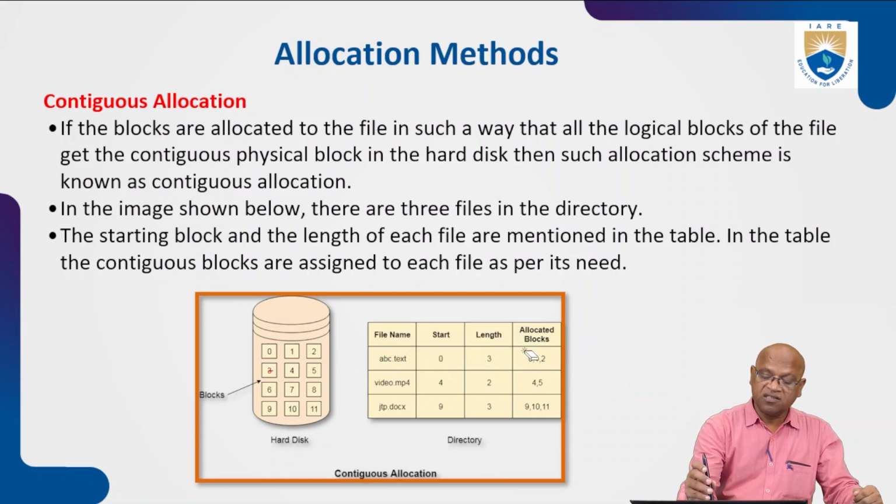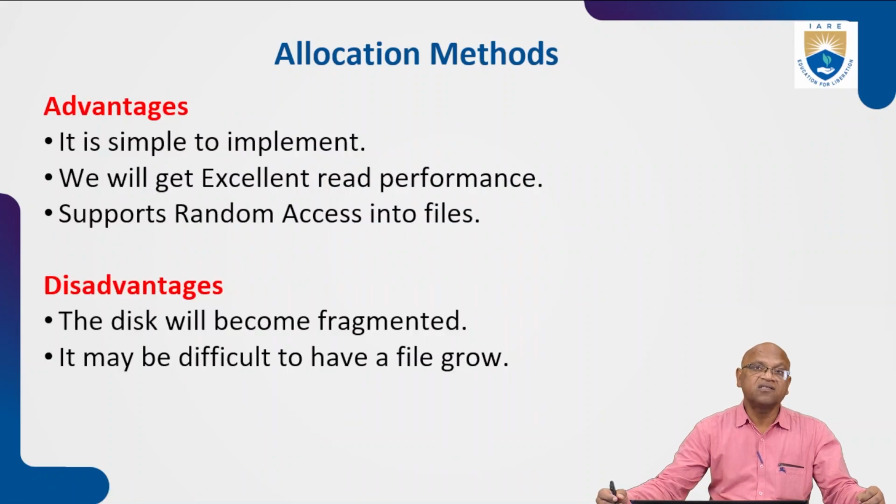The next one, we'll see what the advantages are. We'll see advantages of the contiguous allocation method. It is simple to implement. We will get excellent read performance. It supports random access into files. So what are the disadvantages? The disk will become fragmented.